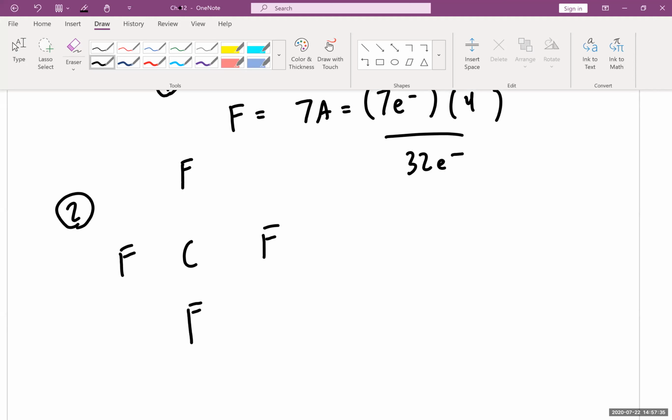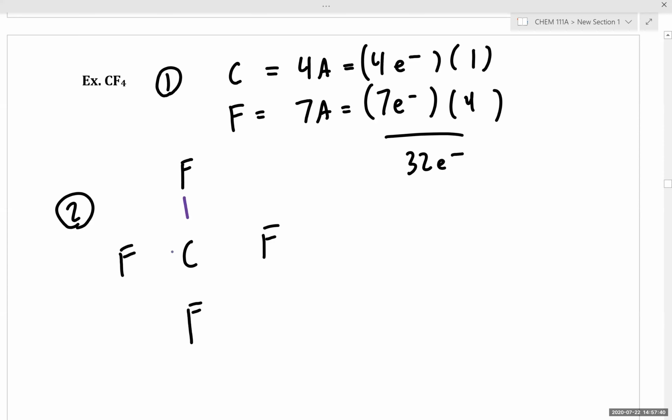Then what we're going to do is we're going to form 1 bond each, and we're going to subtract 2 electrons times the number of bonds, which is 4. We have 24 electrons remaining.